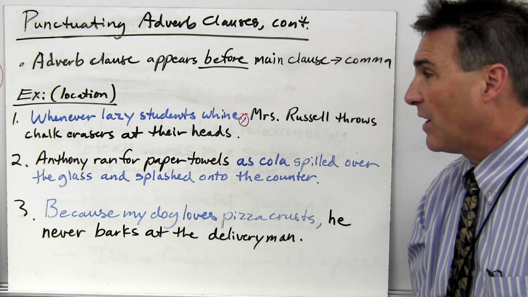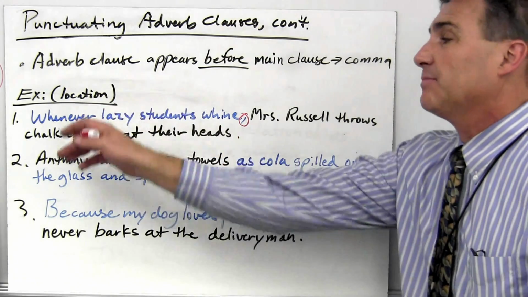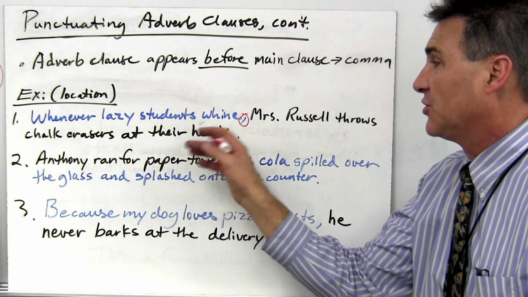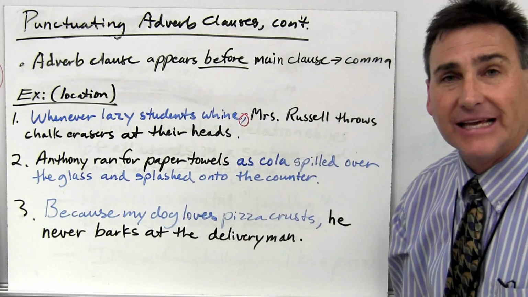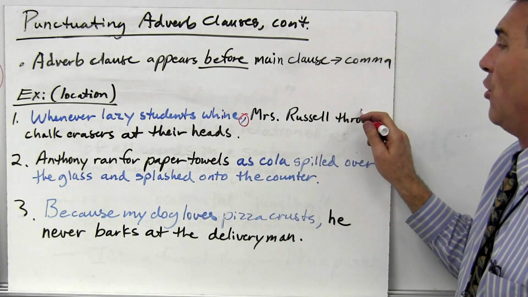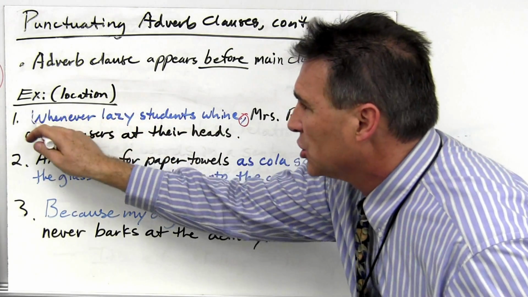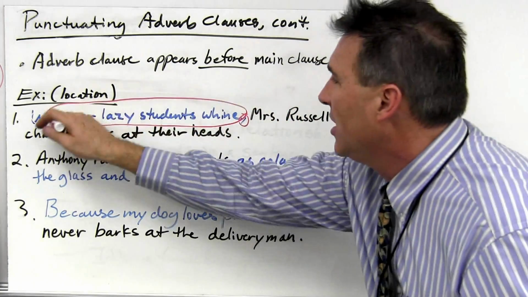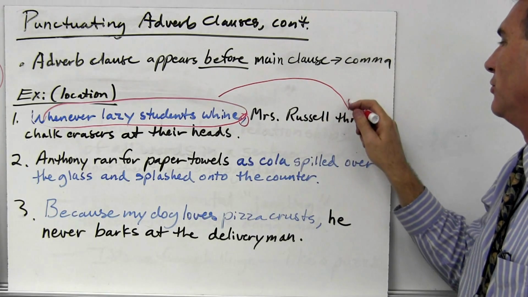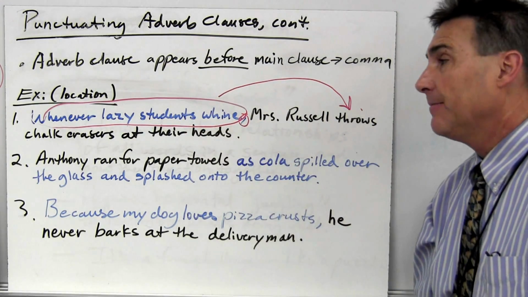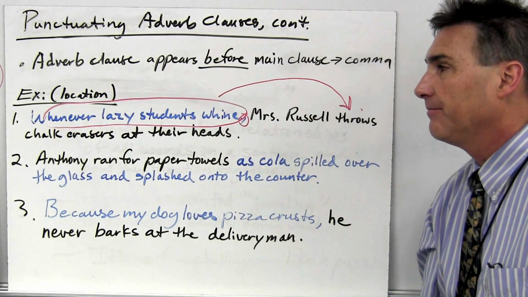Comment number 2 is really a question. What is this modifying? Whenever what? Whenever lazy students whine. What whenever lazy students whine? Throws. She throws whenever they whine. So we could really circle this whole clause and point it back at throws, because that's telling us when the throwing happens. It is modifying throws.